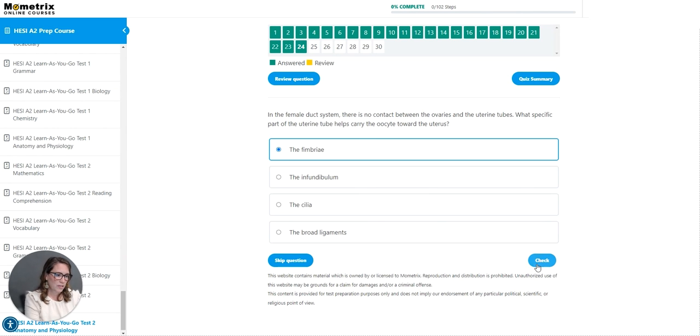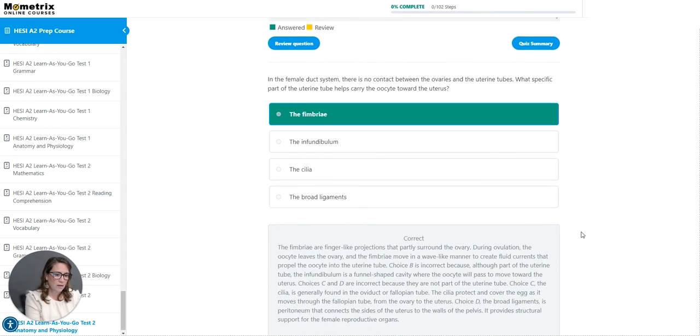Based on our knowledge of female reproduction, the fimbriae are those finger-like projections that help to carry the egg at the end of the fallopian tubes, from the ovaries into the uterus. Choice B is incorrect. This is just the funnel-shaped cavity where the oocyte will pass to move towards the uterus. They're not the ones that help carry it along.